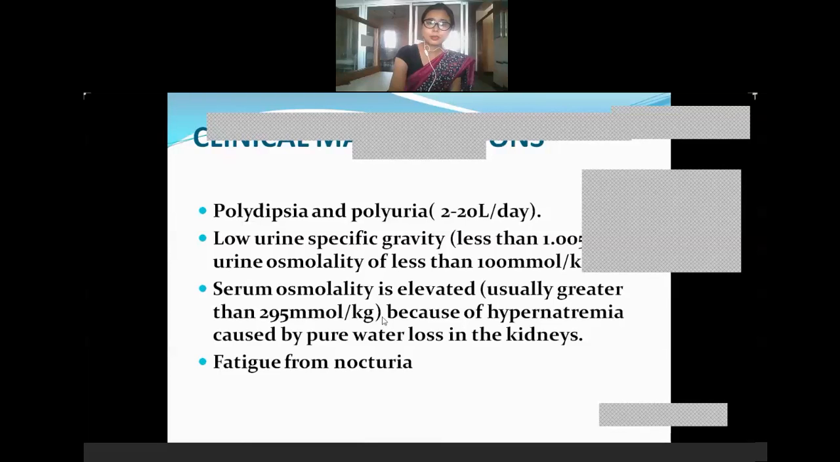Nocturia means, if the word noc is there, remember that it means night, okay? And uria means urine. So passing urine at night. Night usually we sleep, but if a person keeps on urinating at night, that will disturb the sleep and cause fatigue.